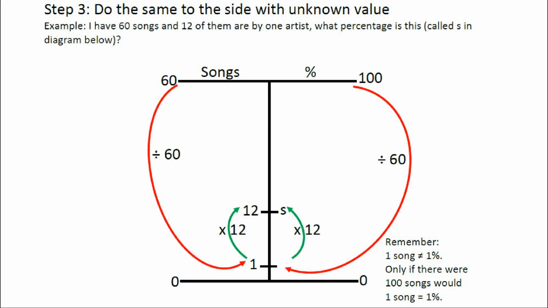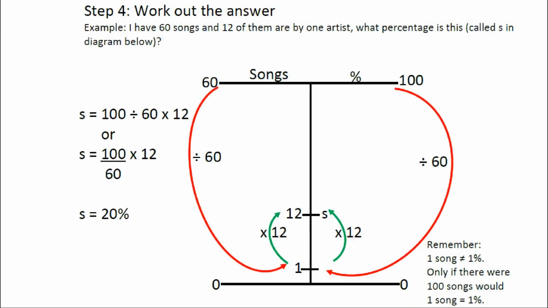It's structuring the kids' thinking that's really important. So I say, okay, how many songs? If 12 songs, what is that as a percentage? So follow those arrows back from the start of the S. I'd follow the green arrow backwards and then the red arrow. And I would do 100 divided by 60 and multiplied by 12, or I can write it as 100 divided by 60 times 12.